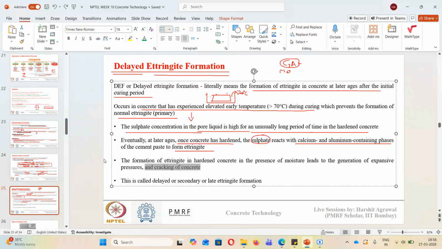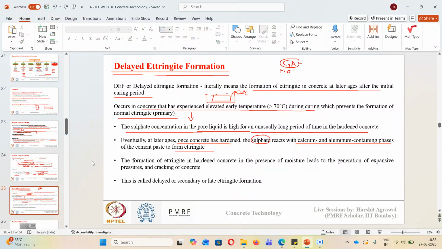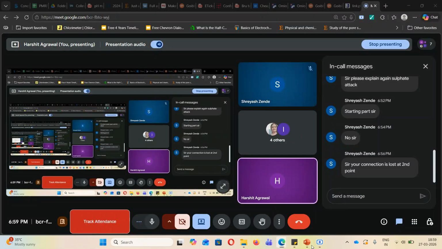I hope everyone is clear with delayed sulfate attack or delayed ettringite formation. It is just because ettringite formation is not happening in the fresh state, it is happening in the hardened state. And we have already seen in week 1 or week 2 of the content, when we talked about hydration of aluminate phases, that when monosulfate converts into ettringite, the volume of product is higher than the volume of reactants. And in hardened concrete, such an increase in volume will give rise to cracking. This is known as internal sulfate attack.